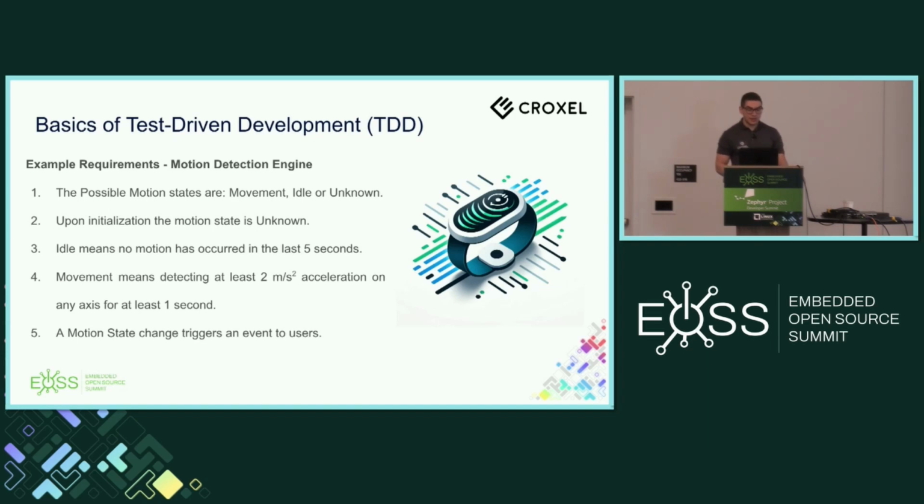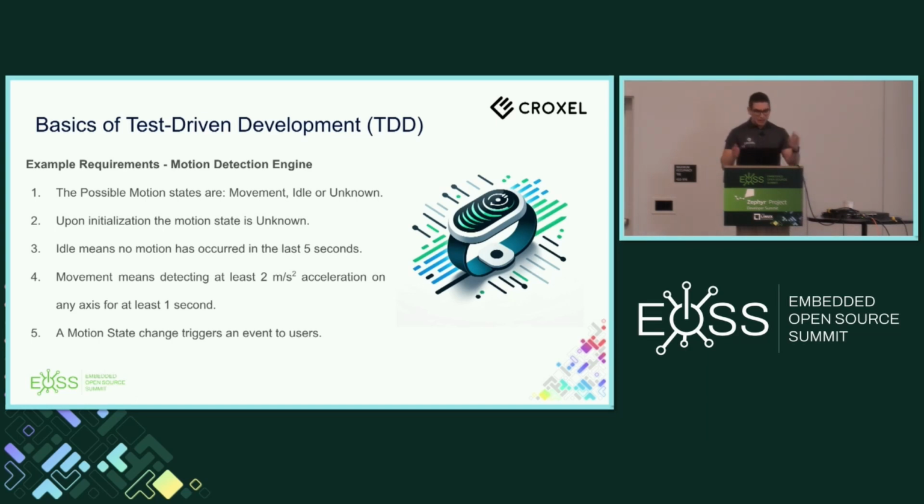The second one would be upon initialization, the motion state is unknown. We don't know what's going on, so we're detecting it. Idle means that no motion has occurred in the last 5 seconds. So if you have your device idle for 5 seconds, after those 5 seconds, it'll tell you it's idle.